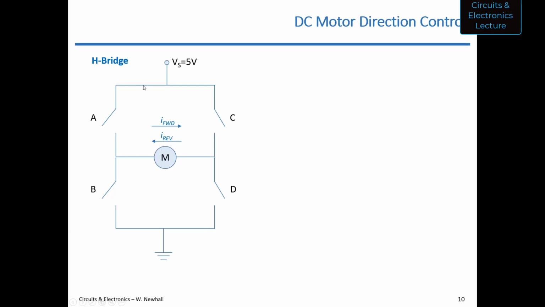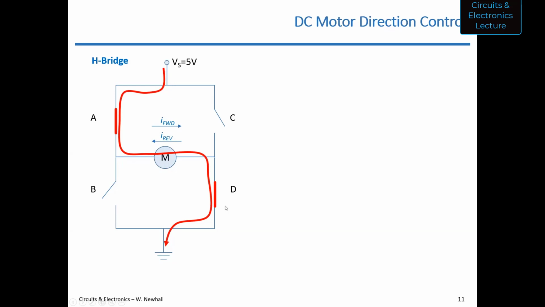Okay, so what I would like to do is have current flow down from the source through the motor from left to right and down to ground. So I can do that like this. I close switch A, I close switch D, and that lets me have current flowing from left to right through that motor.